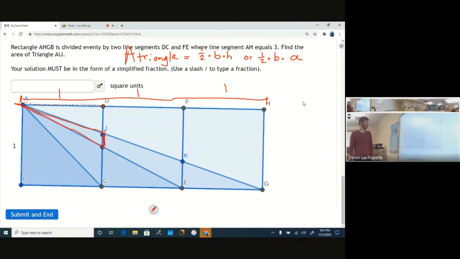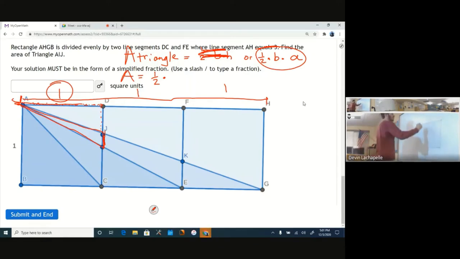Okay. So it looks like we're going to have to use our altitude because we don't have an easy to see height here. So I'll use this formula. And again, this is a 5-pointer, so this is going to be a little bit tougher than some of the other ones. All right. So we're going to use 1/2 times base times altitude. And we actually have our altitude, right? We just found it. It's 1. It's just the length of this square right here. It goes from our base up to the top of our triangle. So our altitude is going to be 1. So now we just got to figure out what's our base. What's this right here?